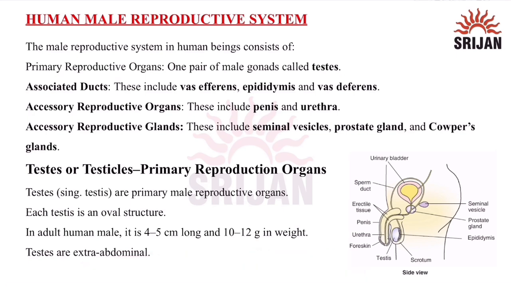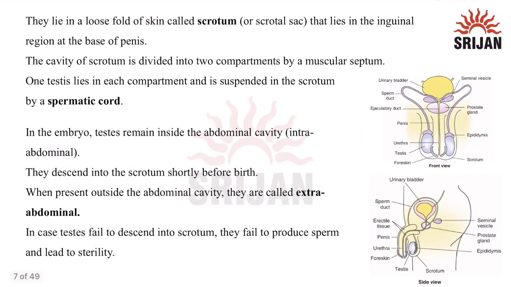Now they are extra-abdominal, which means they are situated outside the abdominal cavity. They lie in a fold of loose skin called the scrotum or scrotal sac, which lies in the inguinal region at the base of the penis. The cavity of the scrotum is divided into two compartments by a muscular septum. One testis lies in each compartment, and they are suspended in the scrotum with the help of the spermatic cord.